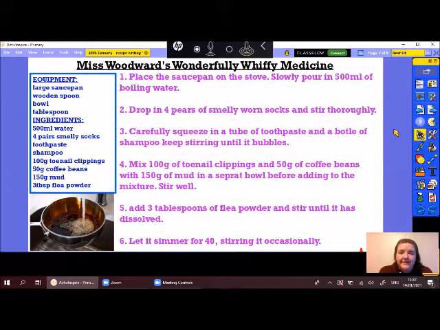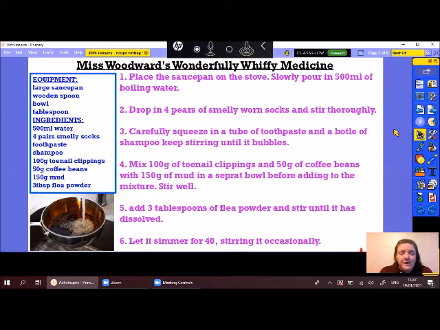My recipe reads like this. 1. Place the saucepan on the stove. Slowly pour in 500 millilitres of boiling water. Number 2. Drop in 4 pairs of smelly worn socks and stir thoroughly. Number 3. Carefully squeeze in a tube of toothpaste and a bottle of shampoo. Keep stirring until it bubbles.